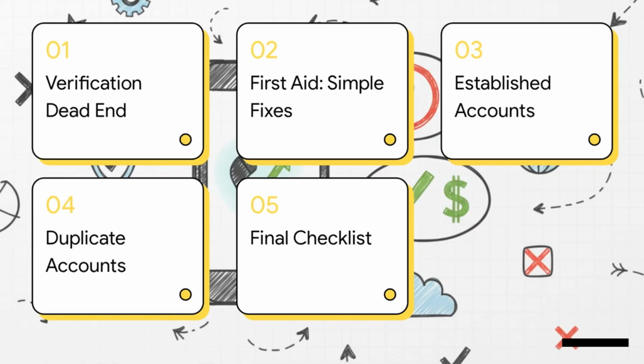And here's our plan of attack. First, we're gonna figure out why you're really stuck. Then we'll cover some simple first aid fixes. After that, I'll let you in on the most effective secret. It's all about using an established account. We'll even tackle those dreaded duplicate account errors. And finally, we'll wrap it all up in one simple final checklist.